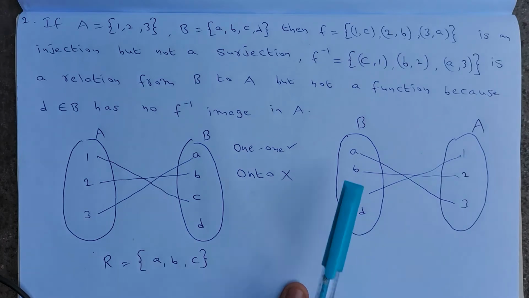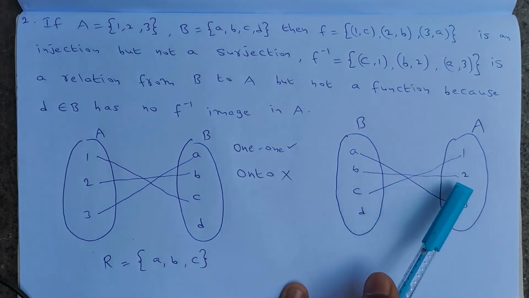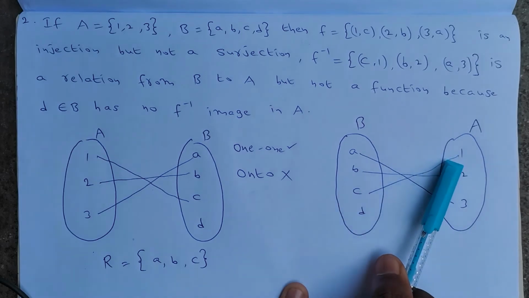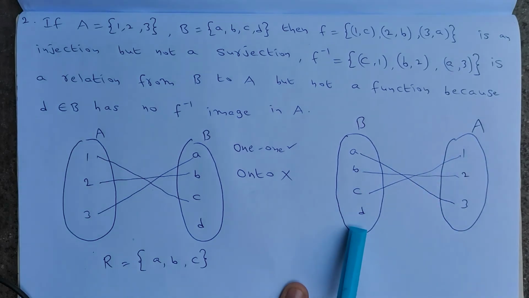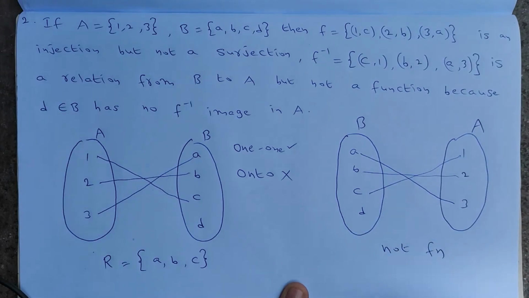If we observe here, from the set B, element A has an image, element B has an image, element C also has an image, but element D does not have any image. So that's why this is not a function. It is simply a relation.